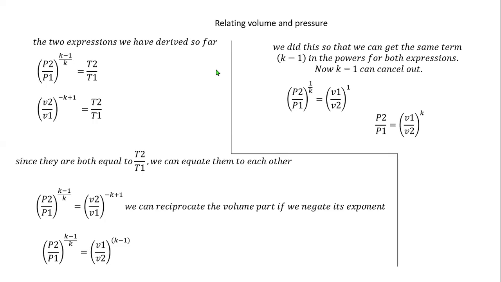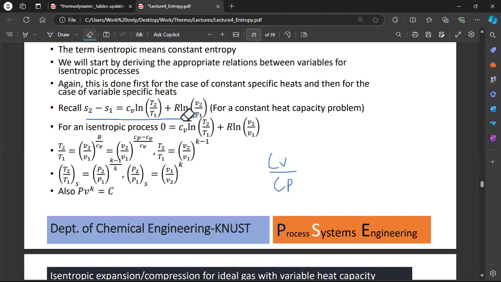So we won't spend too much time there. But at the end of the day, we are expecting certain expressions that we can work with, and those are the expressions we see here: a relation between temperature and volume, temperature and pressure, then pressure and volume, when we are dealing with isentropic processes with constant heat capacities. Right. Okay.